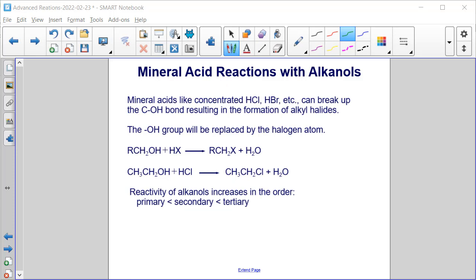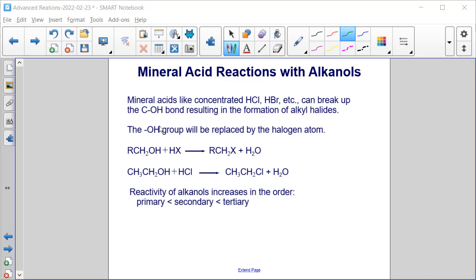Let's now discuss mineral acid reactions with alkanols. Mineral acids like concentrated HCl, HBr, etc. can break up the carbon OH group bond, resulting in the formation of what are called alkyl halides. The OH group will be replaced by the halogen atom.